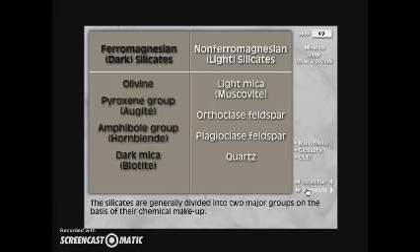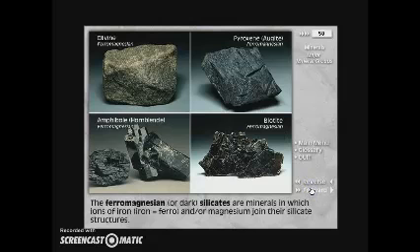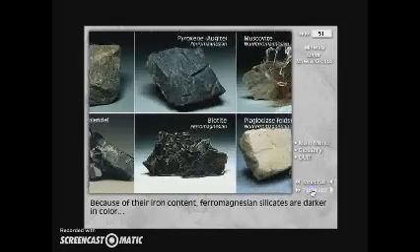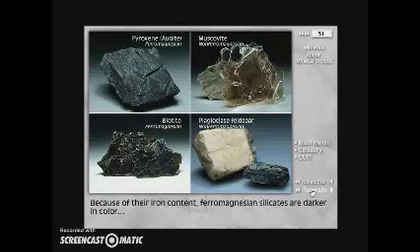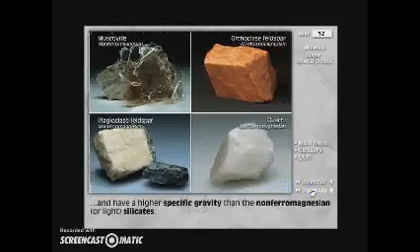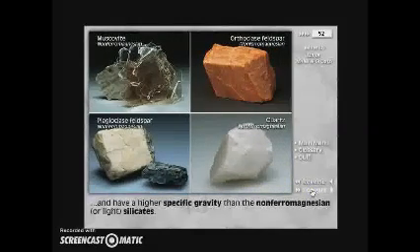The silicates are generally divided into 2 major groups on the basis of their chemical makeup. The ferromagnesian, or dark silicates, are minerals in which ions of iron and/or magnesium join their silicate structures. Because of their iron content, ferromagnesian silicates are darker in color and have a higher specific gravity than the non-ferromagnesian or light silicates.